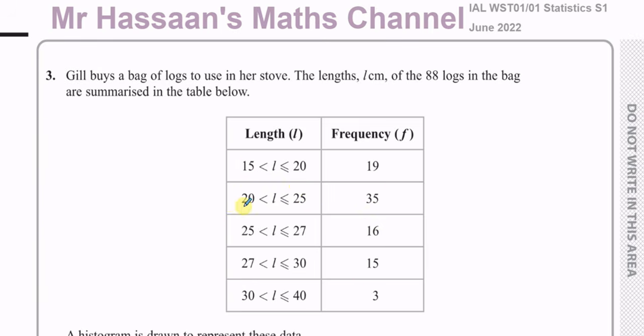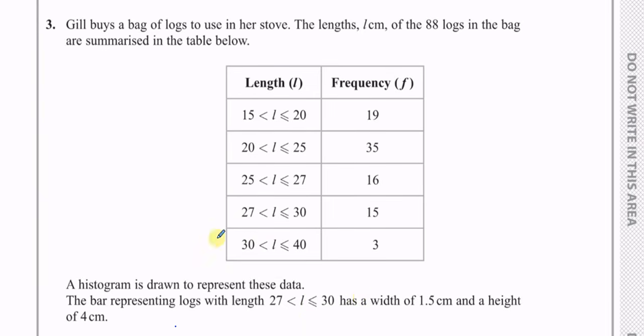So it says a histogram is drawn to represent these data. The bar representing logs with length 27 to 30 has a width of 1.5 centimeters on this histogram and a height of 4 centimeters again on the histogram. So first thing we're going to check for is, are there any gaps in these limits? And there are no gaps. 15 to 20, 20 to 25, 25 to 27, and so on.